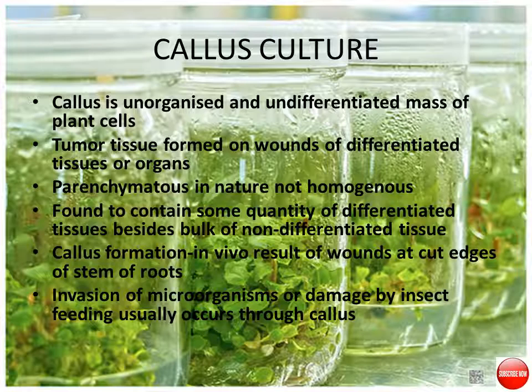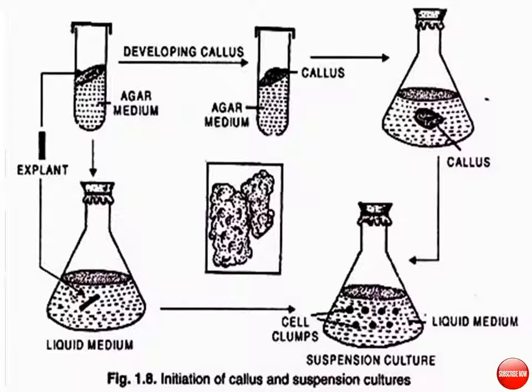Now, the callus formation in vivo is frequently observed as a result of wounds at the cut edges of stems or roots. Invasion of microorganisms or damage by insect feeding usually occurs through callus. So this is the outline of how the callus initiation takes place and how the suspension cultures are formed.